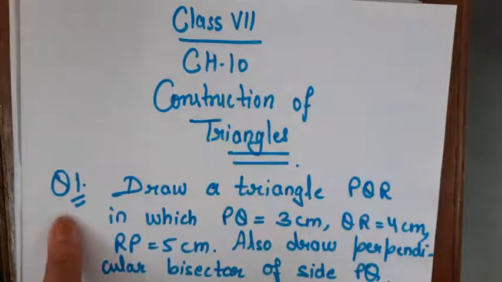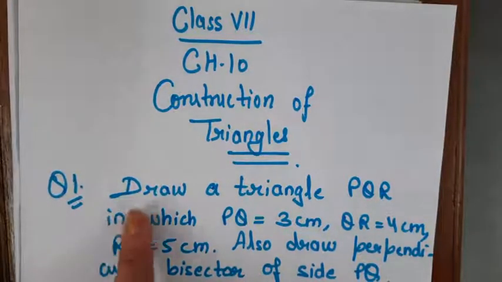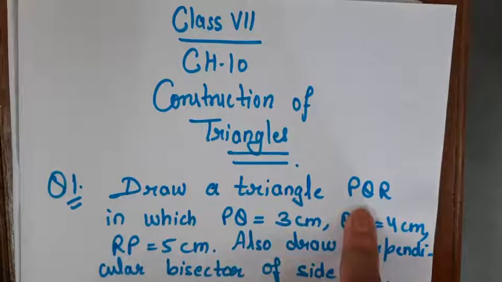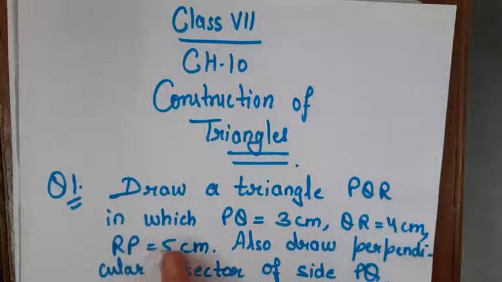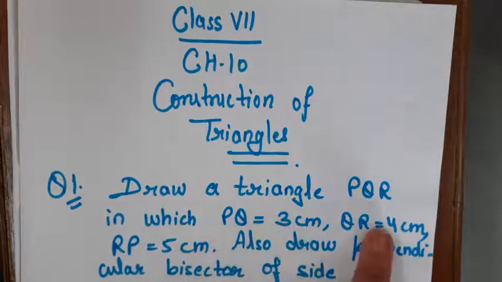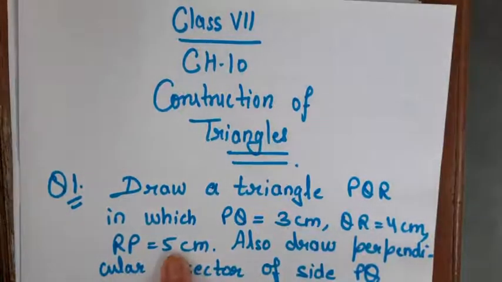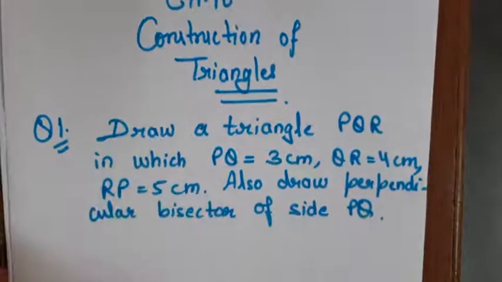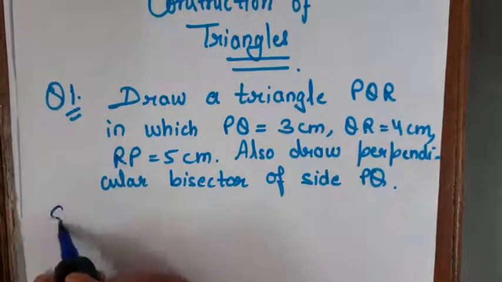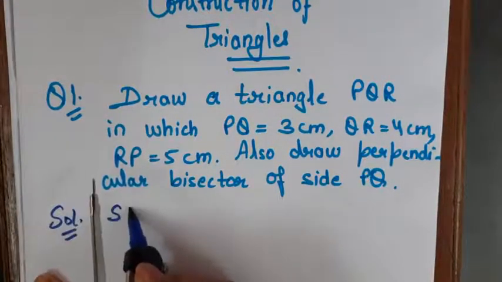Question number 1 is, draw a triangle PQR in which PQ is 3 cm, QR is 4 cm, RP is 5 cm. That means all the three sides are given, right? And we have to also draw the perpendicular bisector of the side PQ, right? First we will construct the triangle with these three sides. That means this is a question of the type SSS construction.